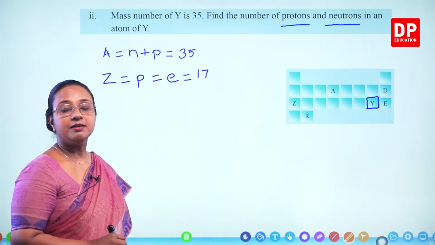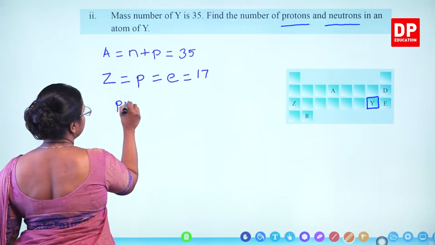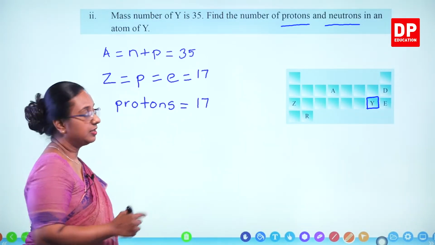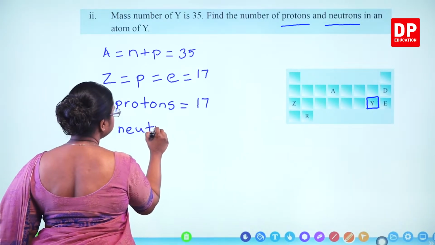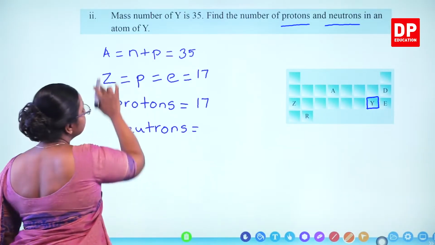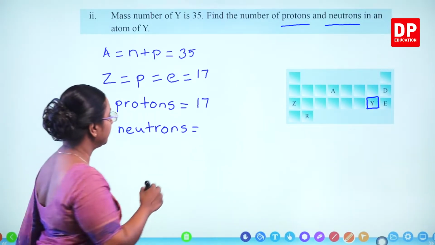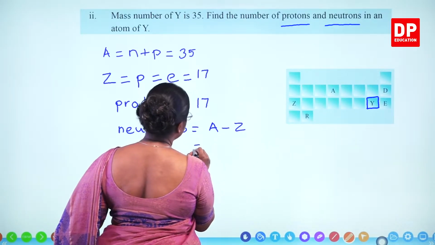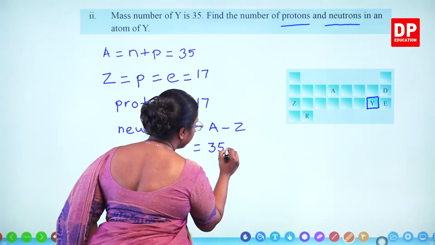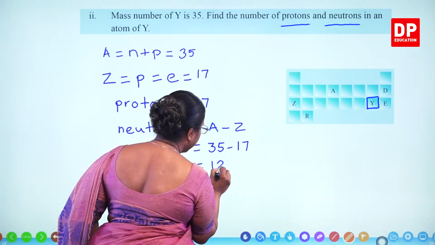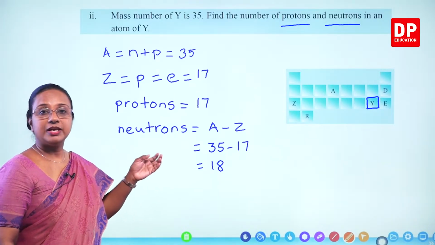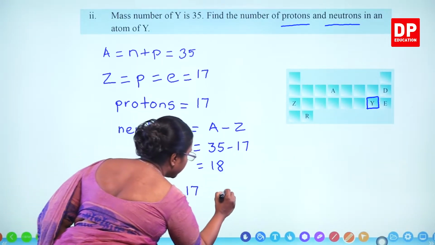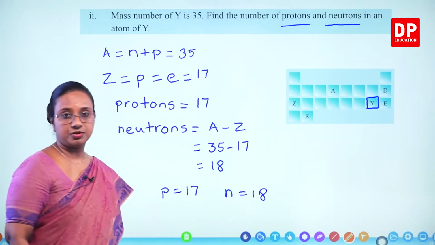So we need to find the number of protons. From this, you can find protons equals atomic number, 17. And the number of neutrons is mass number minus atomic number, that we have done before. Mass number A minus atomic number, that is equal to 35 minus 17. We have 18 neutrons. So in an atom of Y, there are 17 protons and 18 neutrons.